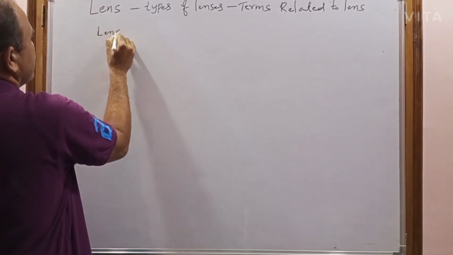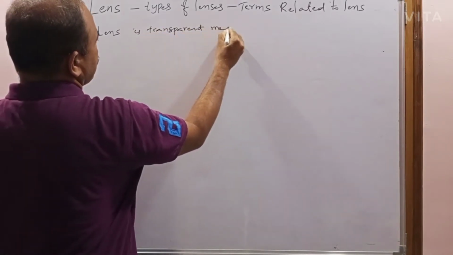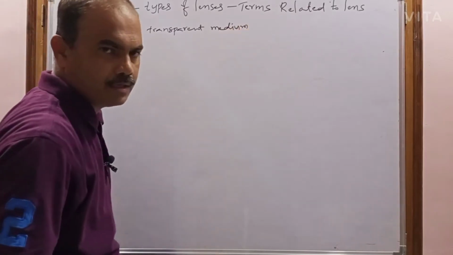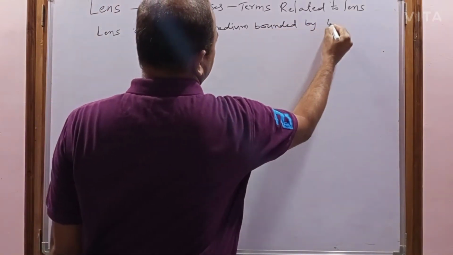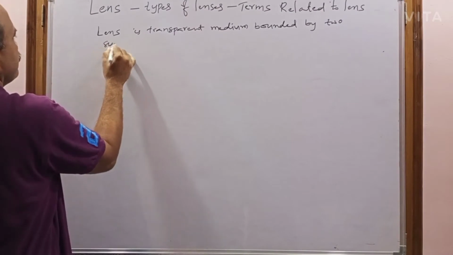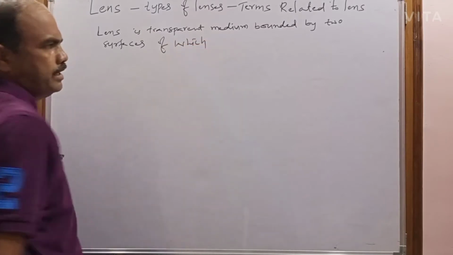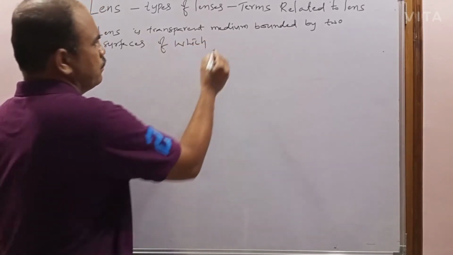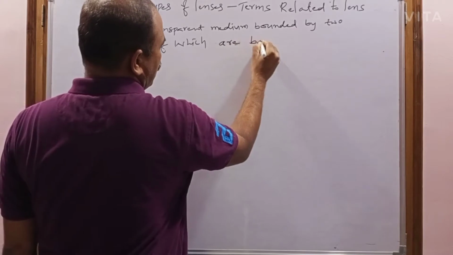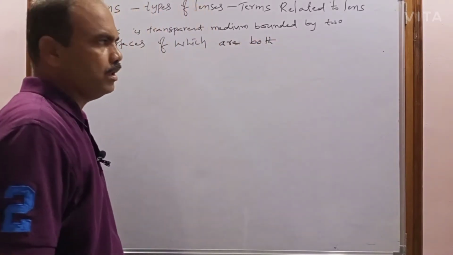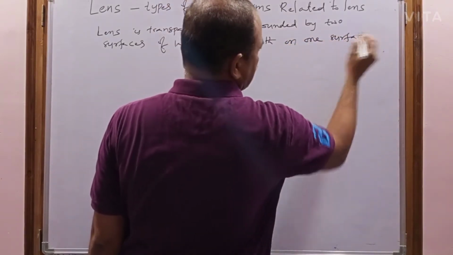A lens is a transparent medium, bounded by two surfaces, of which one of the surfaces or both are spherical.